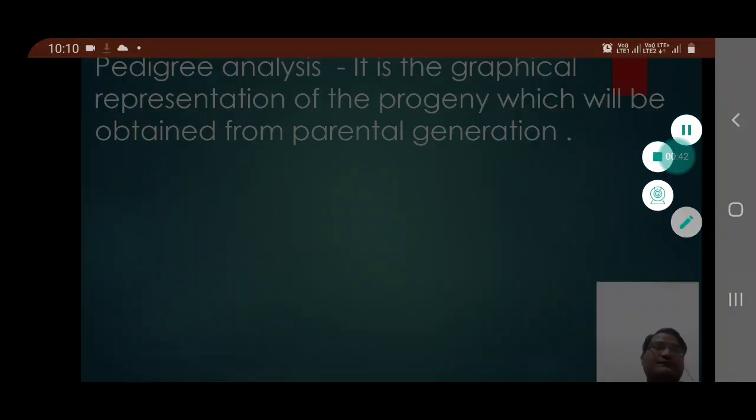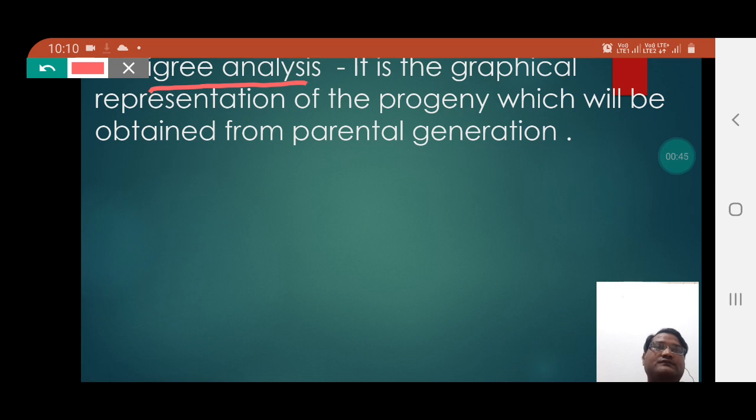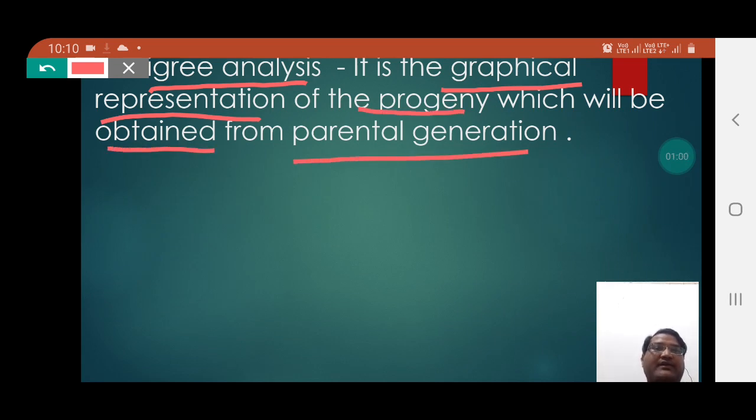So students, pedigree analysis is the graphical representation of the progeny obtained from the parental generation. Whatever progeny is obtained from the parental generation, when it is depicted in the form of a graphical representation, that is called pedigree analysis.